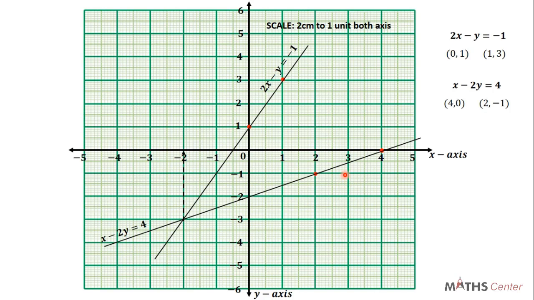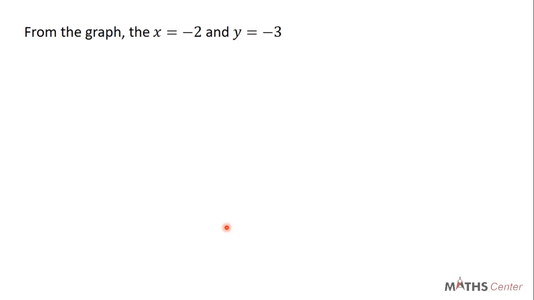So you can see from here that we have been able to use the graphical method to find the solution to these equations, which are 2x minus y is equal to minus 1 and x minus 2y is equal to 4. All you need to do is to assume some points, find them from the equation and plot them on a graph. You do that for both equations. They are going to intersect at a certain point. The x coordinate there is the x value, the y coordinate there is the y value. So from the graph, we can say that x is equal to negative 2 and y is equal to negative 3.